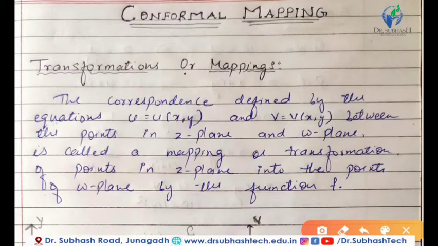The definition is: the correspondence defined by the equations u equal to u(x,y) and v equal to v(x,y) between the points in z plane and w plane is called a mapping or transformation of points in z plane into the points of w plane by the function f. See, here we can see that u is a function of x and y and v is a function of x and y. Both u and v are functions of x and y.